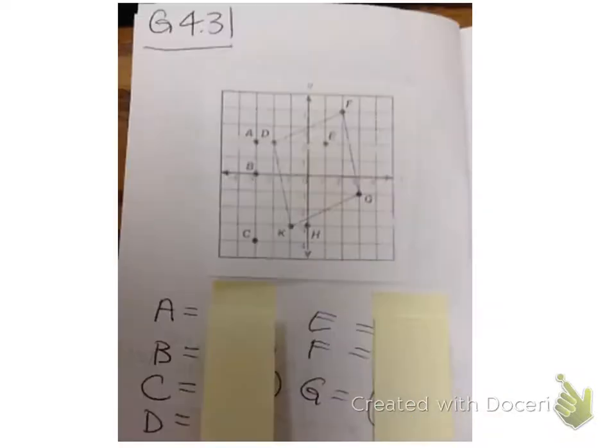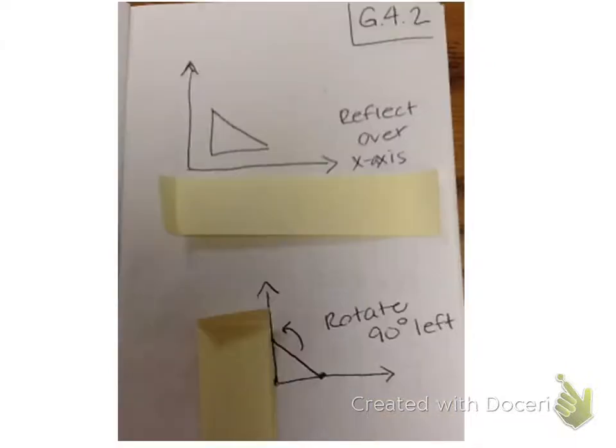Reflecting, this reflects over the x-axis. And rotating, rotate this 90 degrees to the left. So we're going to reflect and rotate. Those should be your new figures.